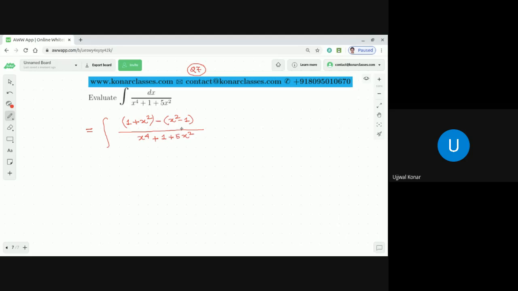Now, if you see in the numerator, I have introduced 1, 2. So, to nullify, I need to make it 1 by 2. Correct or not? Yeah. Sure. That becomes two separate integrations. One integration is 1 by 2 integration of 1 plus x square divided by x power 4 plus 1 plus 5 into x square dx, minus 1 by 2 integration of x square minus 1 divided by x to the power 4 plus 1 plus 5x square dx. Correct or not? Yeah.